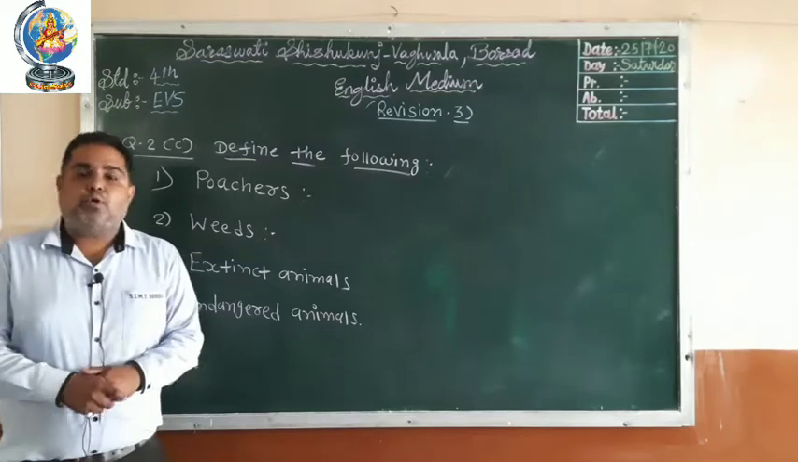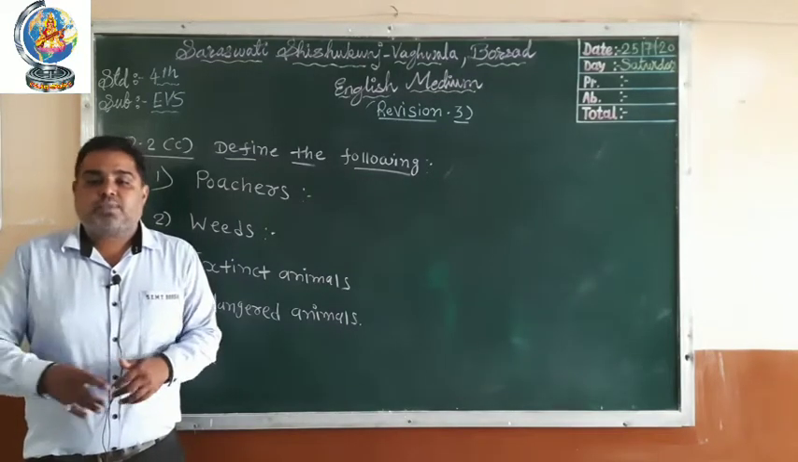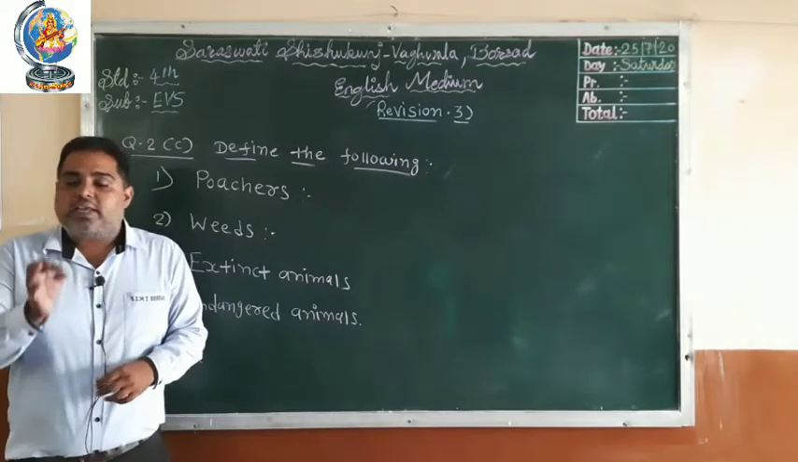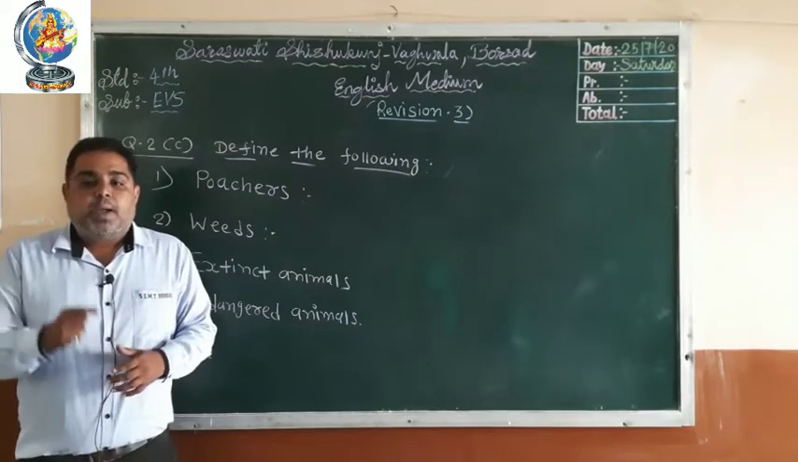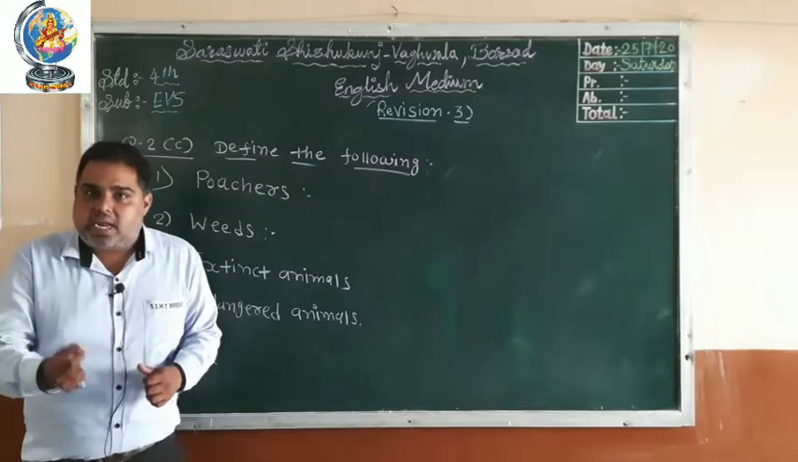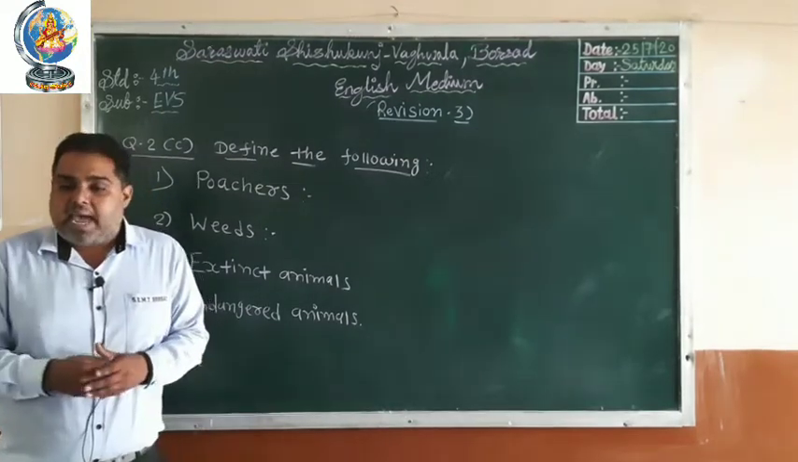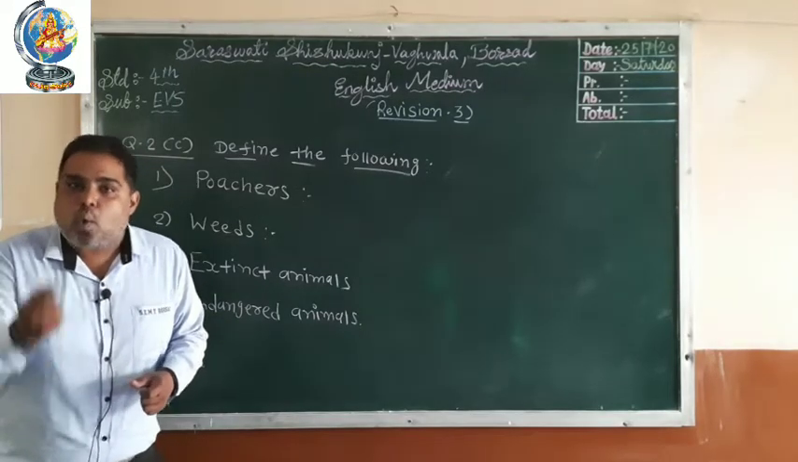First, poachers. To whom do we call poachers? People who catch or kill wild animals. Again I repeat, people who catch or kill wild animals to earn money or keep them as a symbol of status or wealth.